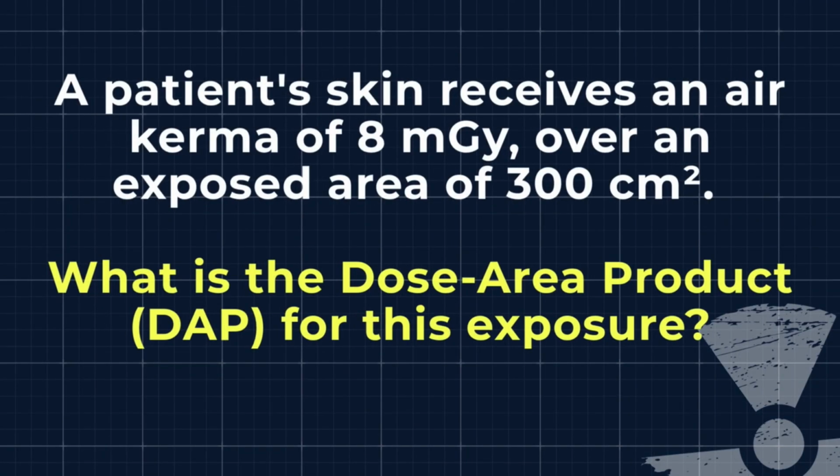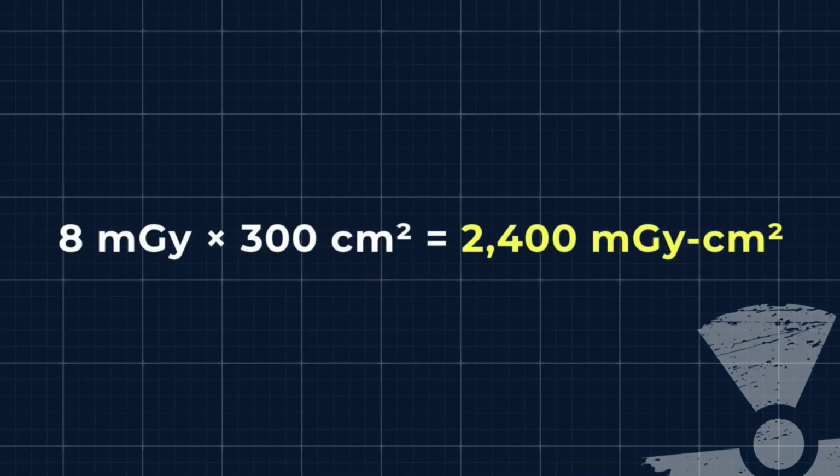So, say a patient's skin receives an air KERMA of 8 milligrays over an exposed area of 300 centimeters squared. That gives us 8 milligrays times 300 centimeters squared equals 2,400 milligray centimeters squared. That single number represents the total radiant energy delivered to that portion of the patient's body.